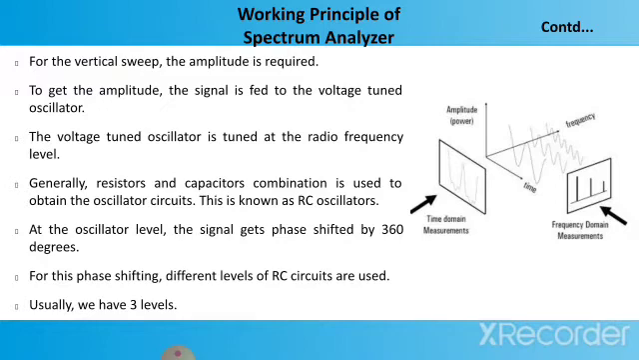Generally, a combination of resistors and capacitors is used to obtain the oscillator circuits, known as RC oscillators. At the oscillator level, the signal gets phase shifted by 360 degrees. For this phase shifting, different levels of RC circuits are used. Usually we have 3 levels.